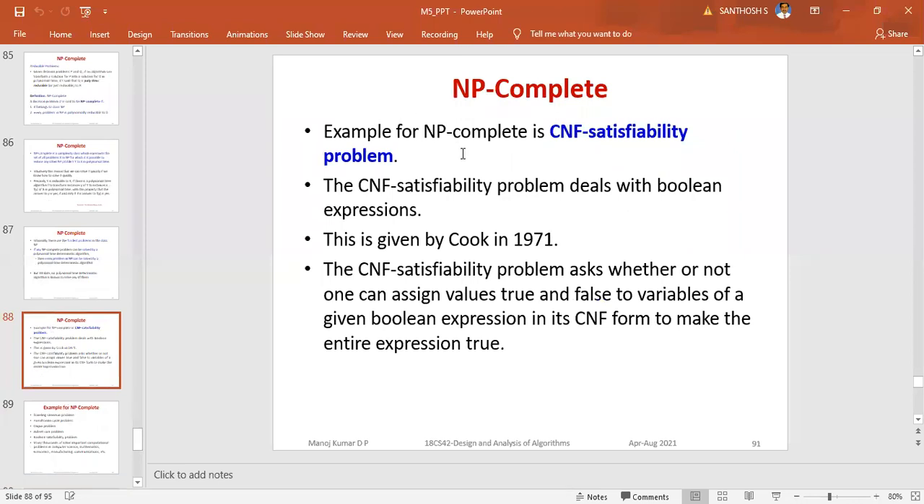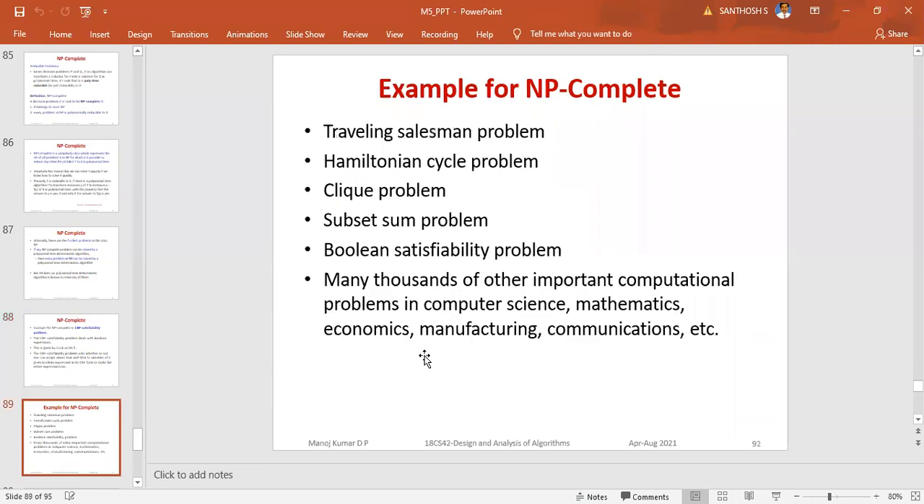An example of NP complete is the CNF satisfiability problem, which deals with Boolean expressions. It was given by Cook in 1971. The CNF satisfiability problem asks whether or not one can assign values true and false to the variables of a given Boolean expression in its CNF form to make the entire expression true.